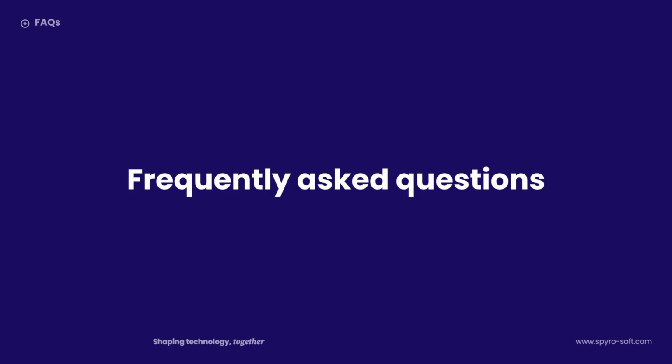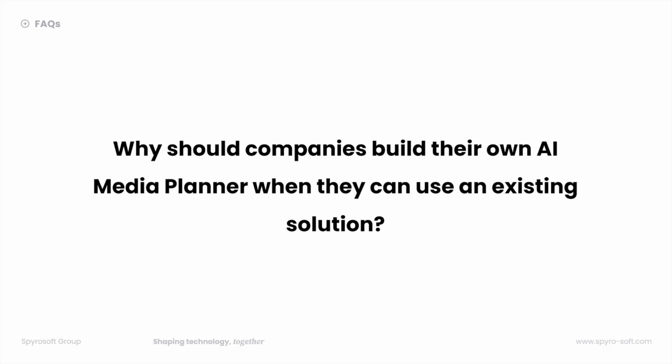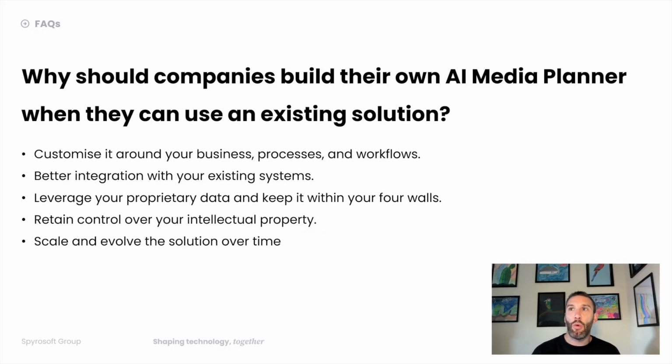Okay, now I'll go through some frequently asked questions that we get when we speak to our clients and other companies about our AI Media Planner. So the first question is, why should companies build their own AI Media Planner when they can use an existing solution? So this is a question we get not only about the AI Media Planner, but about the other solutions that we build as well. So while there are a number of off-the-shelf AI-powered media planning tools on the market, they're all ultimately designed for the end user, right? Which in this case are brands and advertisers.